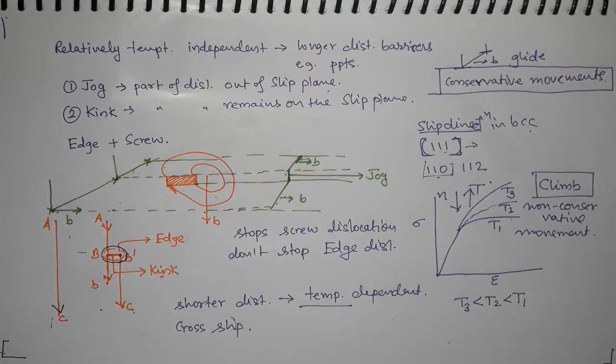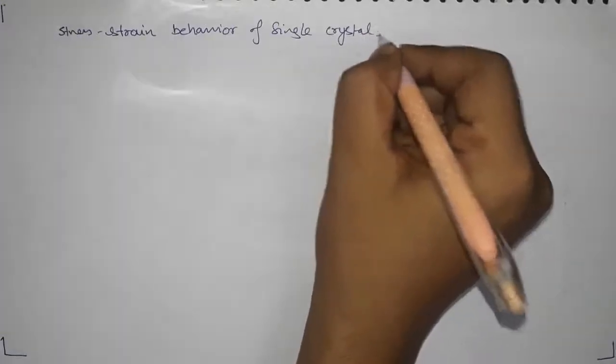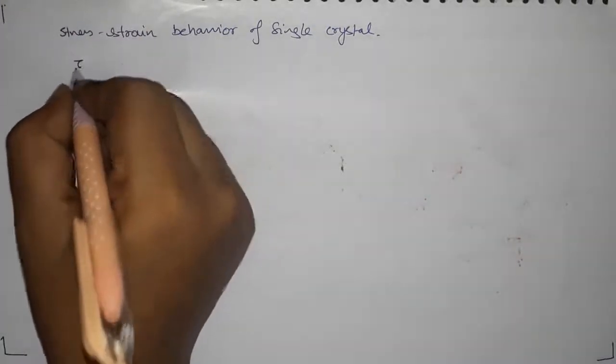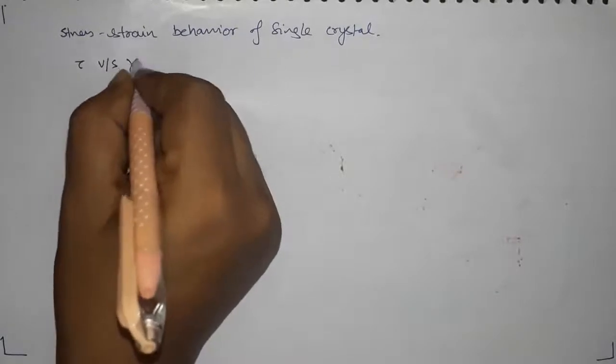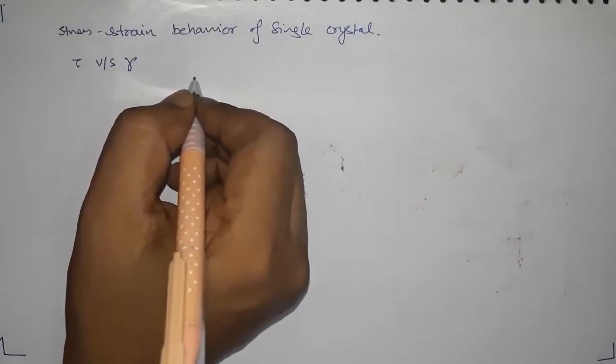So now let's go to the next page. So if you plot now the stress strain behavior, single crystal does not mean one unit cell. Single crystal means we have only one orientation in the specimen. Okay, so in the single crystal, you will have shear stress versus shear strain if you are plotting the single crystal stress strain curve.